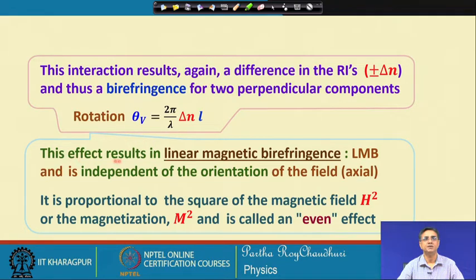This effect results in a linear magnetic birefringence, and is independent of the orientation of the field. It is axial. It is proportional to the square of the magnetization, m square. If we look at the magnetization of the material, and if we consider the external magnetic field, then it is proportional to a square, and that is why this effect is called the even effect.